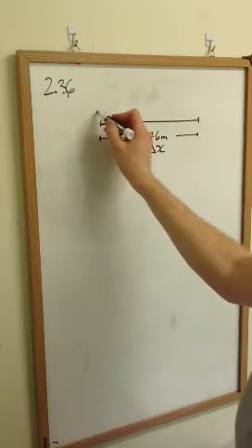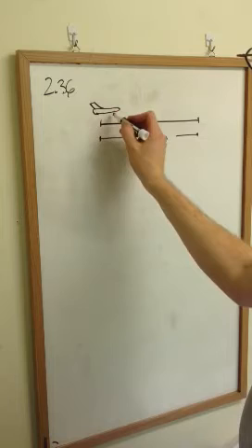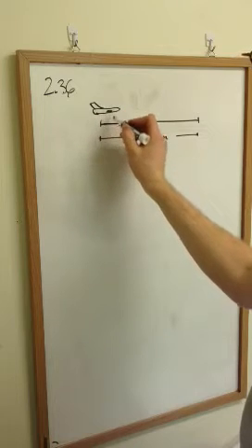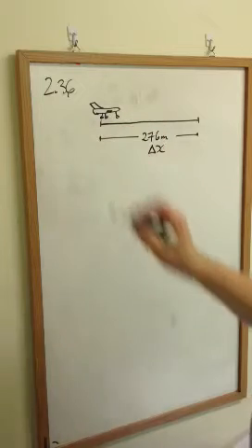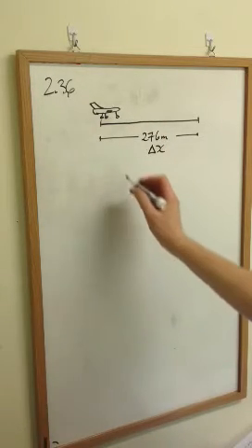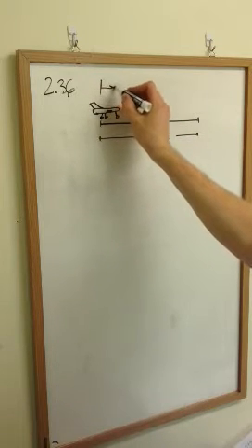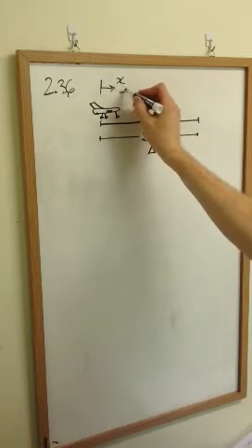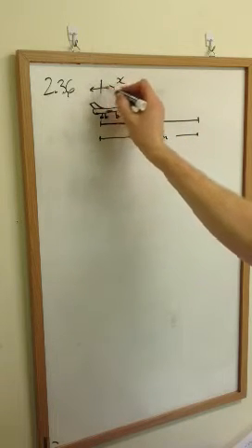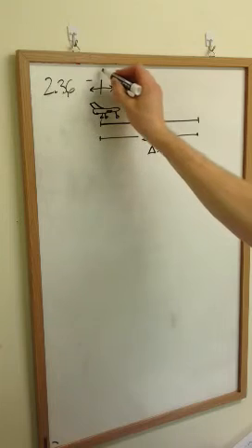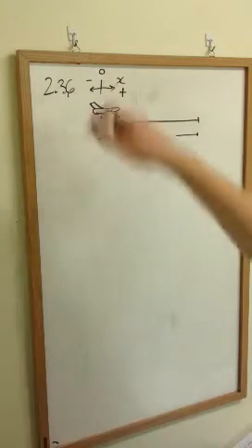So here's my airplane. It's trying to take off. I'm going to lay down some coordinates. I'm going to call this the x-axis. Everything in that direction is positive. Everything in this direction is negative. And this position is 0. So this is my reference point.